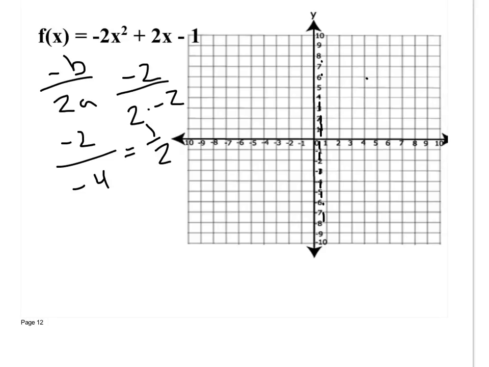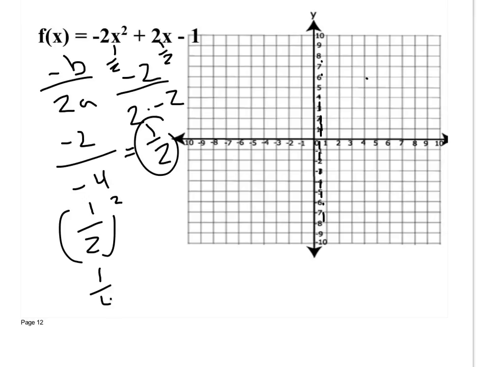Then the next step is to find the vertex. So we plug in a half here. What's a half squared? Does anyone know? It's 1/4. Good. What's a fourth of negative 2? Negative half. And then what's a half of 2? 1. So your vertex is at 1/2, negative 1/2.